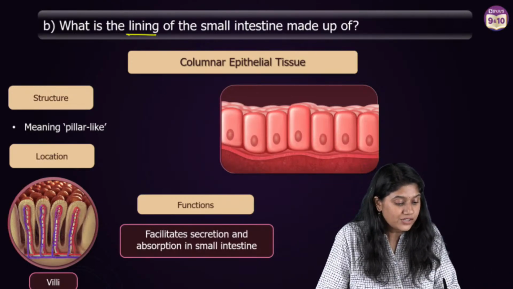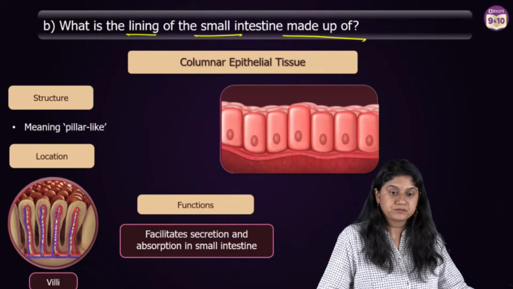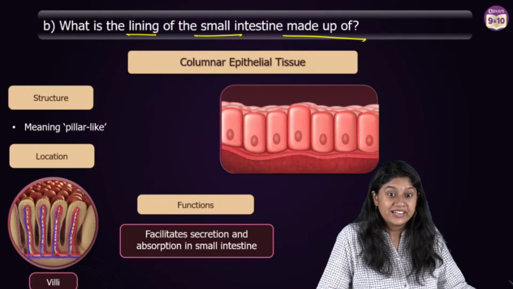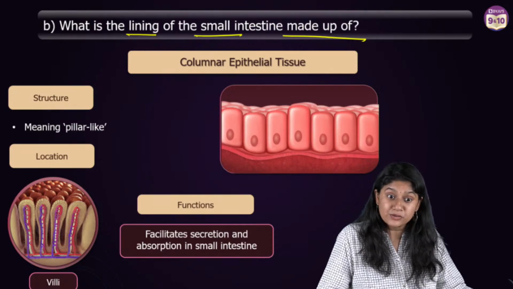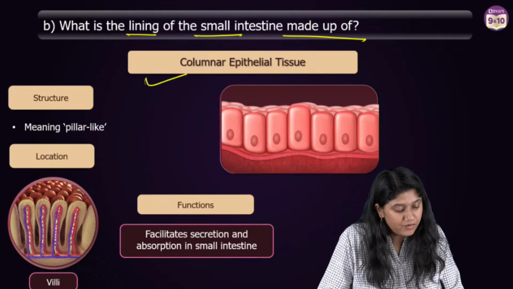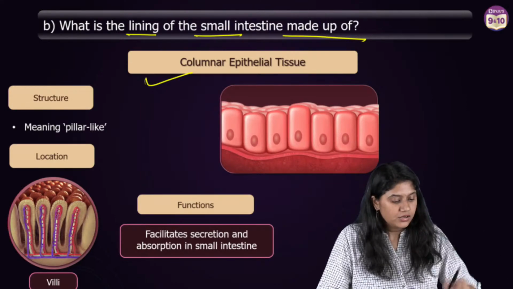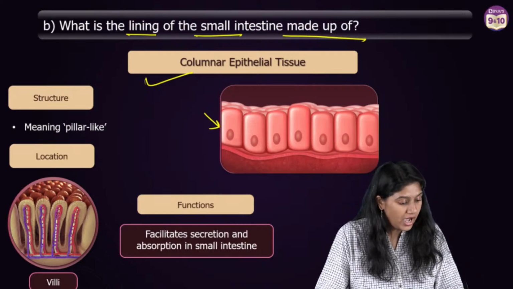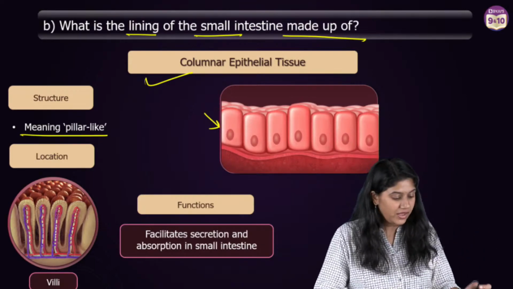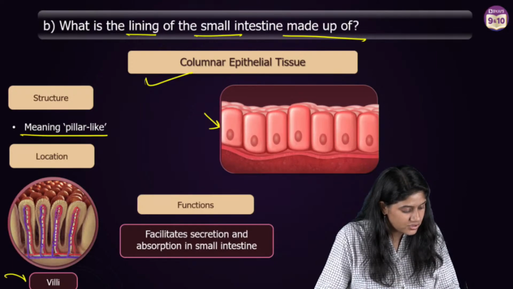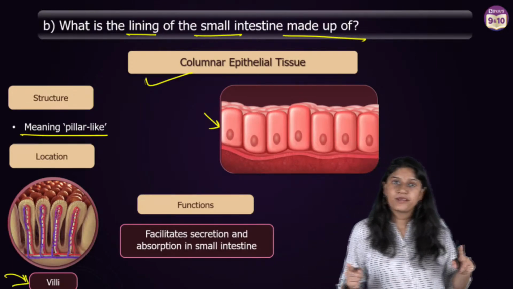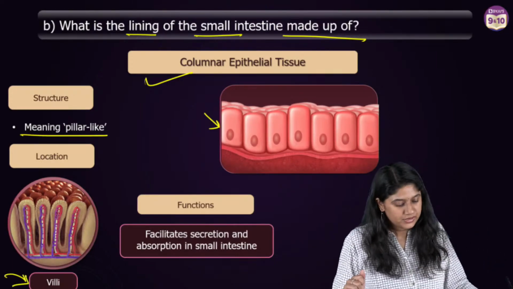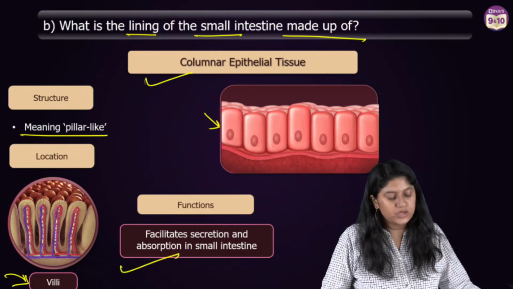Question B for this particular part. What is the lining of the small intestine made up of? We have the answer. It's there in your textbook also. Absolutely correct. We have columnar epithelial tissue. See over here we can see they're in a columnar structure. They look like a pillar, of course, and they are present in the small intestine, where we have villi. Yes, they play a very important role in absorption.